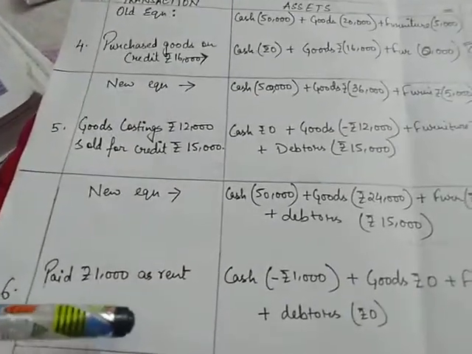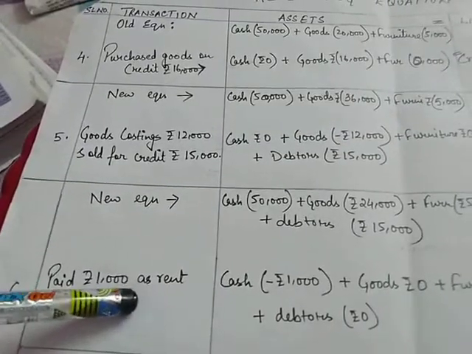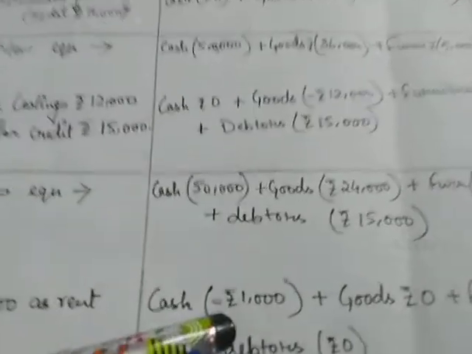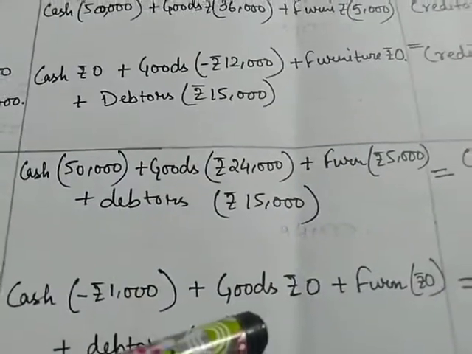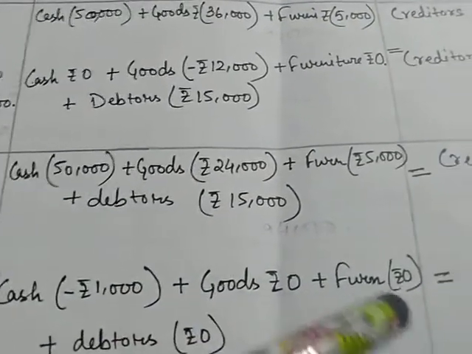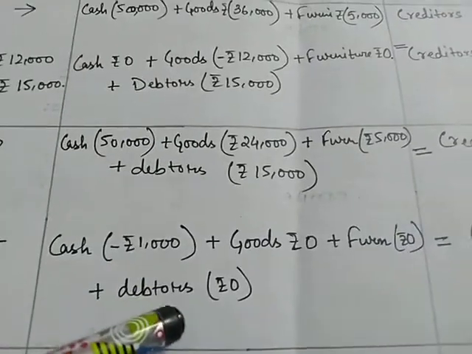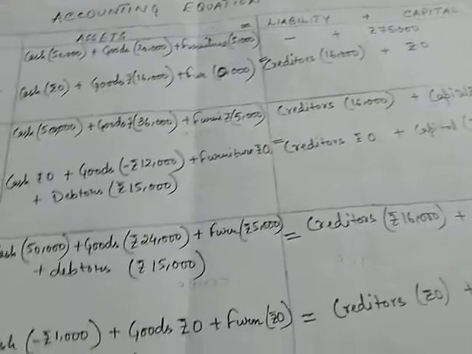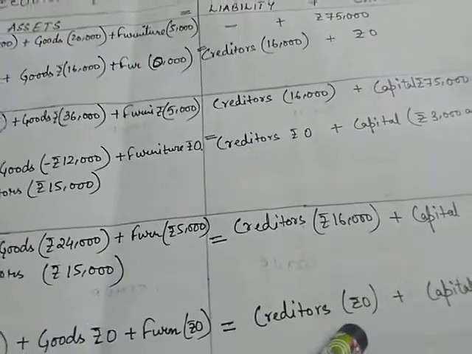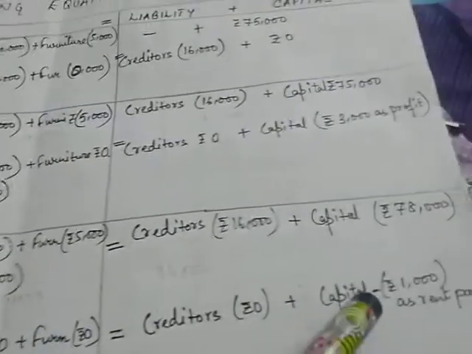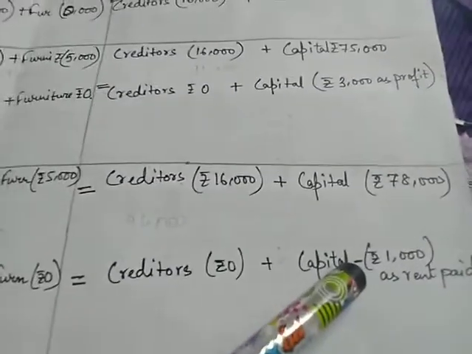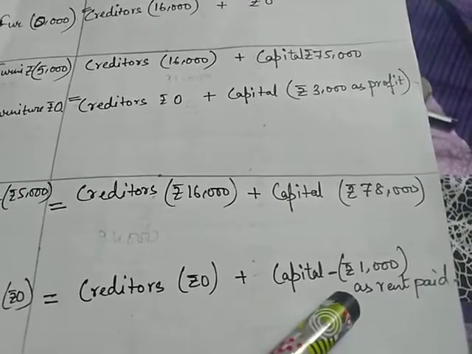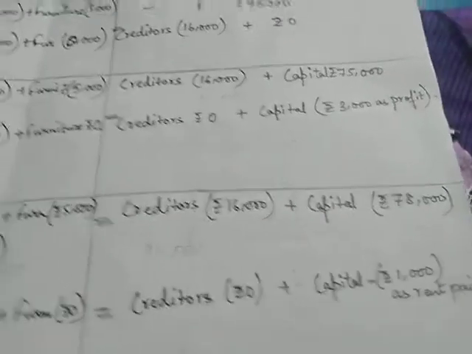Now let us come to our last transaction: paid rupees 1,000 as rent. So this is a cash payment, which is why from cash I am writing minus 1,000. Goods, no change. Furniture, no changes. Debtors, no change. Creditors 0, there has been no change in creditors. Capital minus 1,000, as we have paid the rent as an expense, so it is deducted from the capital also.